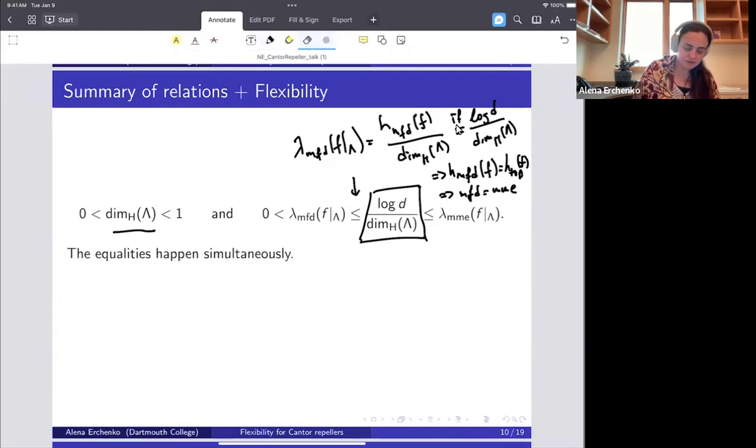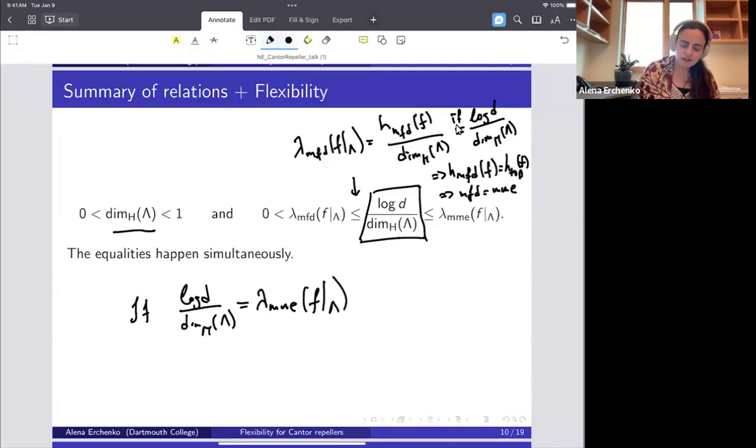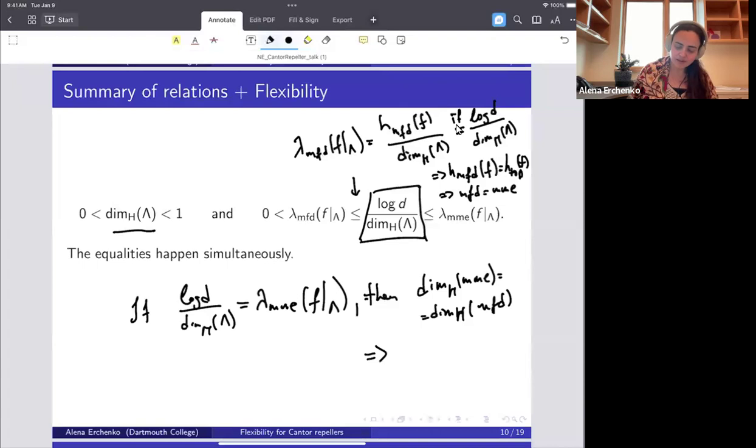In the other direction, if we assume that log d over the dimension is equal to the Lyapunov exponent of the MME, then using the formula, we get that the dimension of the measure of maximum entropy is equal to the dimension of the measure of full dimension. This is implying that the MME has to be the measure of full dimension. You need to recall a little bit here; it was shown by Przytycki and Urbański, and you can find it as a result. What it uses is a description of the measure of full dimension through the pressure function.